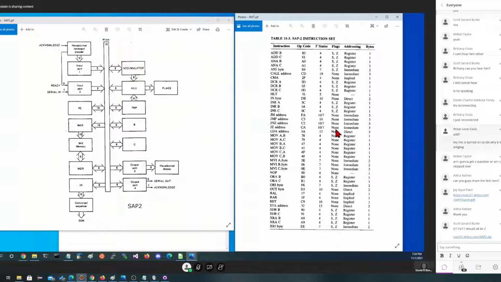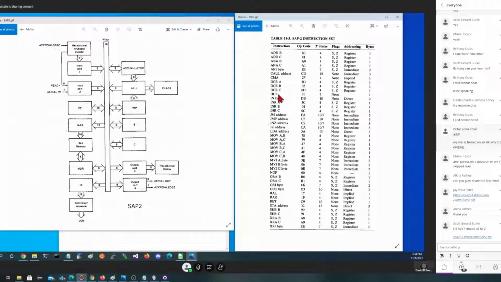Now I'm going to pick up some that are a little bit specific. CMA stands for complement the accumulator. By complement here, it means take the ones complement. It just flips all the bits in the accumulator. 4 T states, no flags. It's called implied because there is no operand. It's implied because A is here, meaning it's just complement the accumulator. Takes 1 byte to encode it.